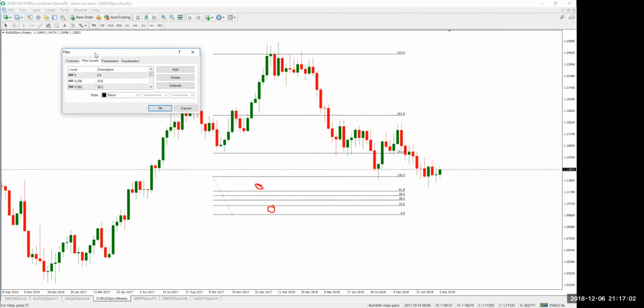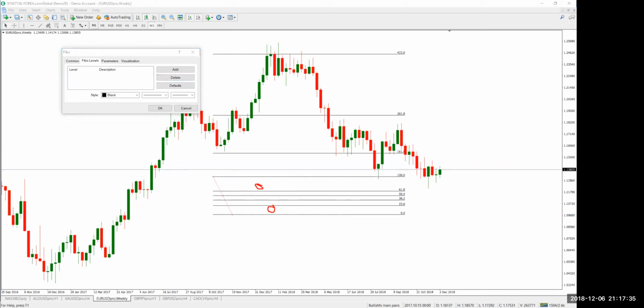Once you're on the Fib properties, you need to get rid of all these. You just highlight the default fibs and delete everything. You delete all of them. Now the Fibonacci is blank. There's nothing on the Fib properties, the Fib levels. So the ones that we need to add now are the following.